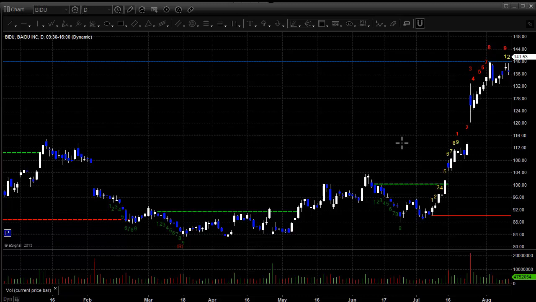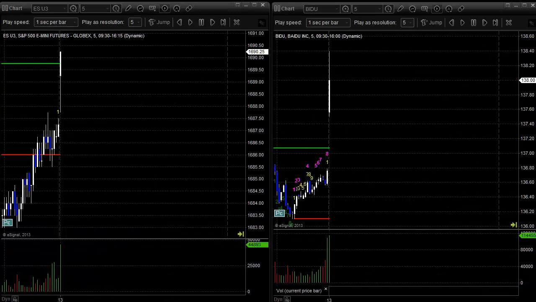So we're watching this coming into the session for a breakout over this blue line, which is the high back a few days ago, and that's $139.85. So here's the trading session, and what I've done is I've split screened this.